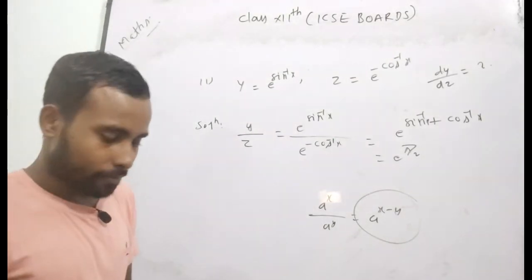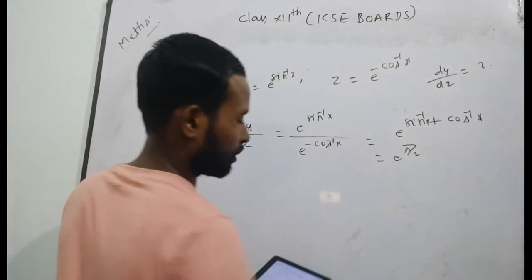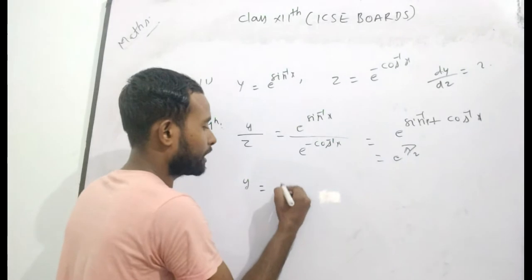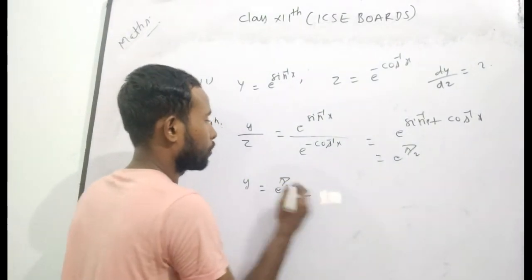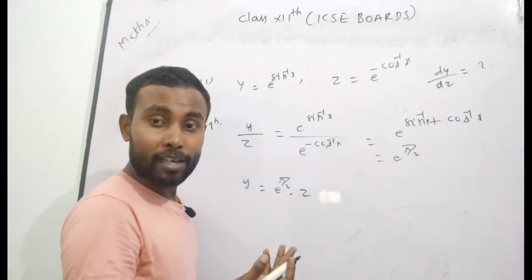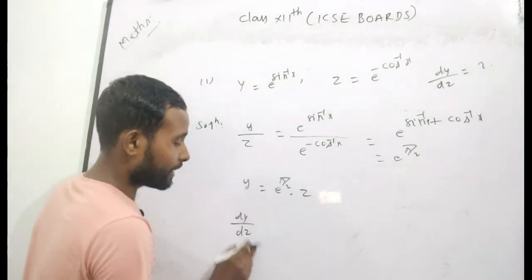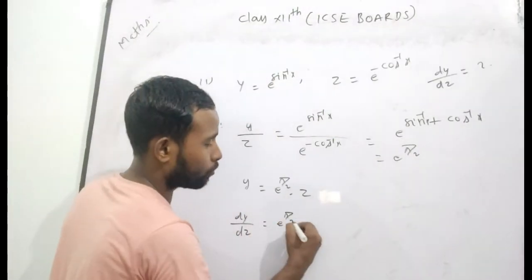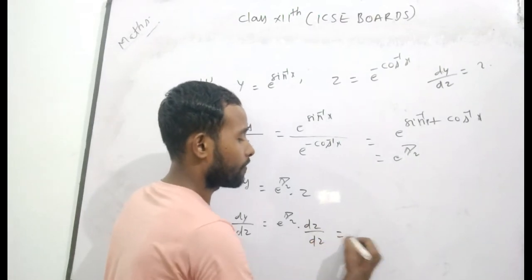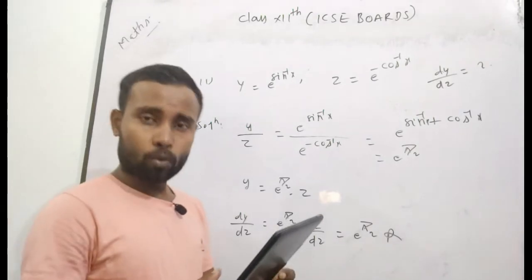Now in this question you get y is equal to e to the power pi by 2 into z. Now you have to find dy/dz. So differentiate on both sides with respect to z. So dy/dz is equal to e to the power pi by 2, which is a constant, so don't bother about it, and differentiate z with respect to z. Finally you will get e to the power pi by 2, which is the required answer of this question.